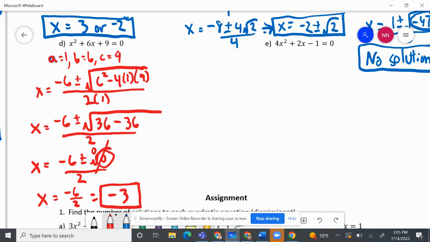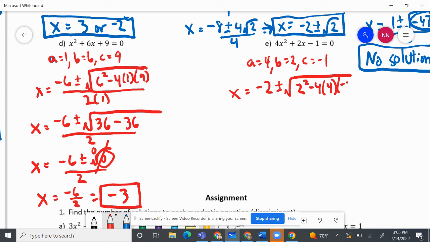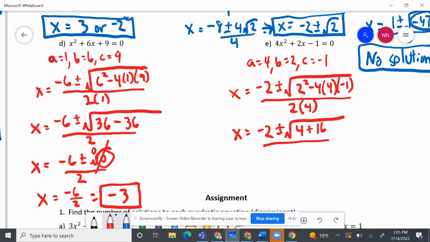So for our last one, our A value is 4, our B value is 2, our C value is negative 1. So we have x equals negative 2 plus or minus the square root. We have 2 squared minus 4 times negative 1, and we divide the whole thing by 2 times 4. So x equals negative 2 plus or minus the square root. We have 4, negative and negative is a positive, so that's plus 16 all over 8. x equals negative 2 plus or minus the square root of 20.